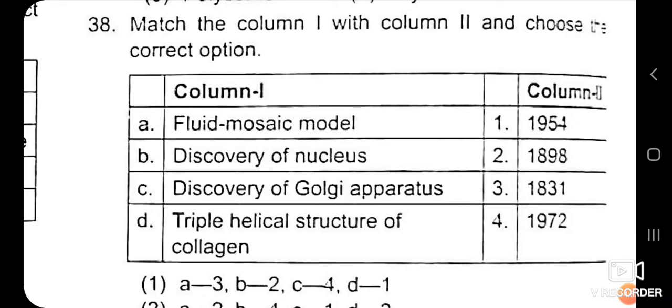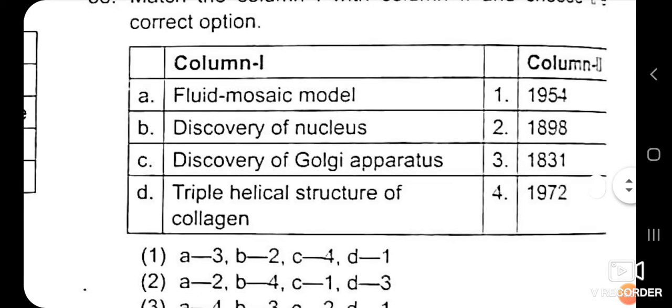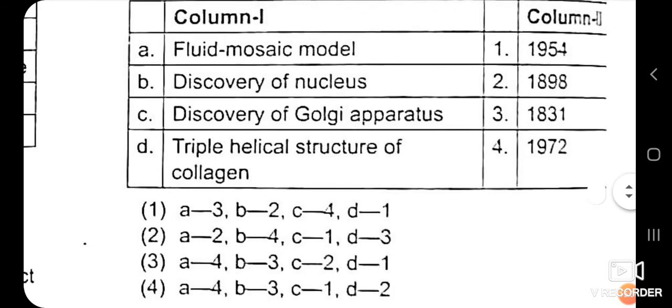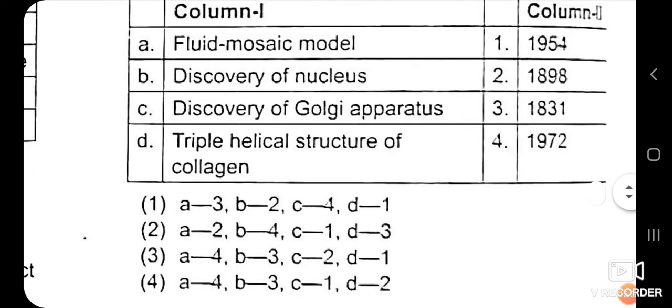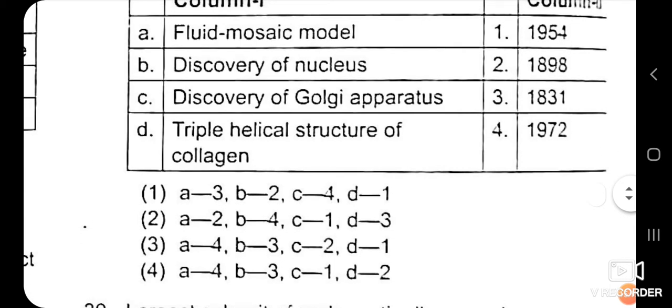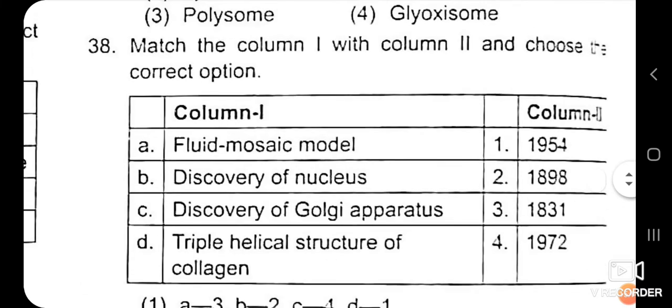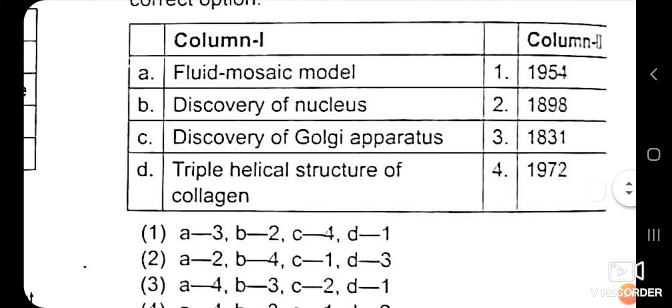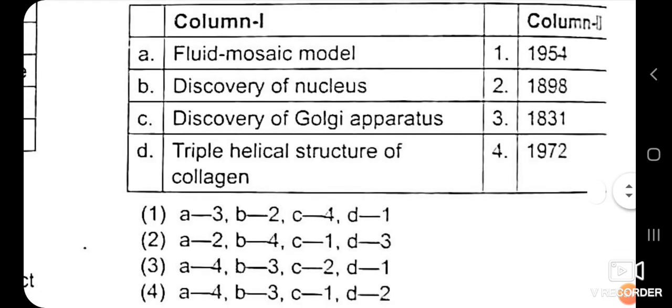And the triple helical structure of the collagen, it is about 1954. So if we see the option for this, then it will be which one? Third one. It will be third one.